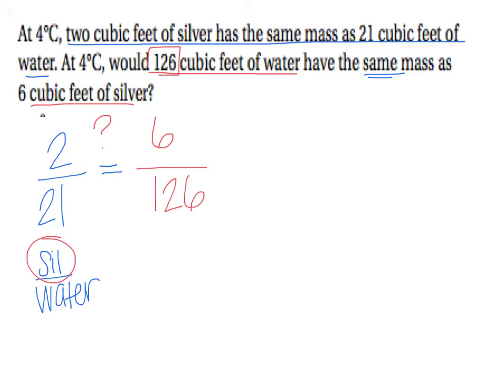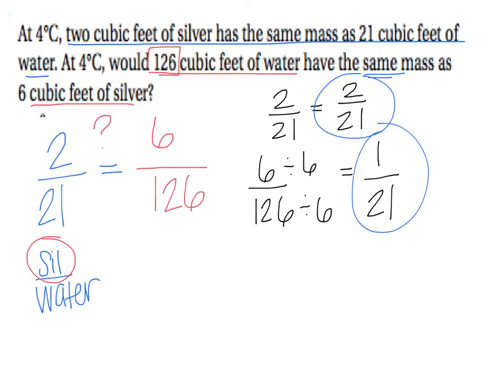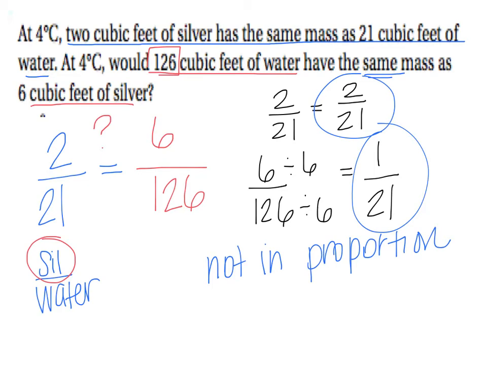So let's do 2 over 21 first. Can we reduce 2 over 21? You cannot. That is in simplest form, so 2 over 21 would stay the same. Let's do 6 over 126. Well, we can divide these both by 6. 6 divided by 6 is 1, and 126 divided by 6 is 21. So if we look at these two, are those equivalent? No. So these are not in proportion, or they're not equivalent, so they do not have the same mass.